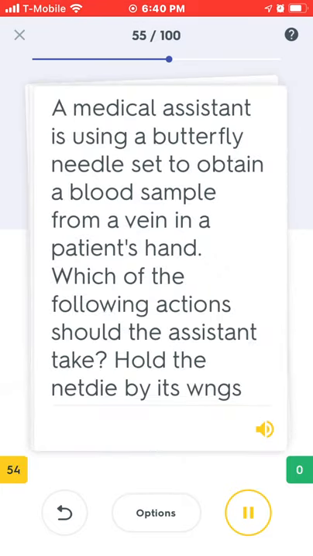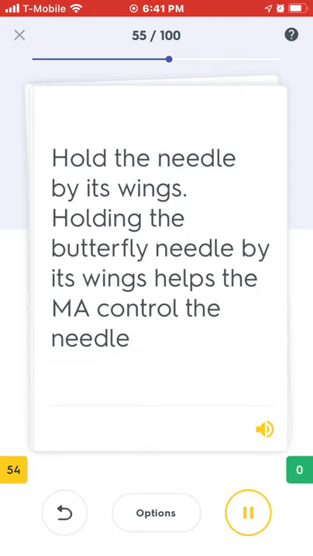A medical assistant is using a butterfly needle set to obtain a blood sample from a vein in a patient's hand. Which of the following actions should the assistant take? Hold the needle by its wings. Holding the butterfly needle by its wings helps the MA control the needle.